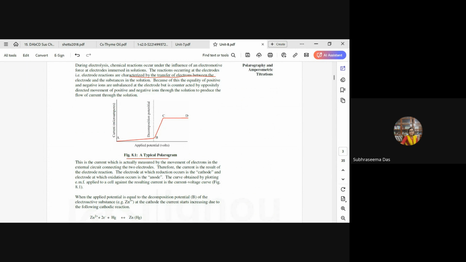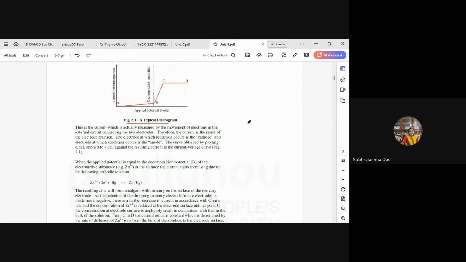In Figure 8.1, we see a typical polarogram. Here, the x-axis is the applied potential in volts, and the y-axis is the current in microamperes. So this is the current which is actually measured by the movement of electrons in the external circuit connecting the two electrodes. Therefore, the current is the result of the electrode reaction. The electrode at which reduction occurs is the cathode, and the electrode at which oxidation occurs is the anode.